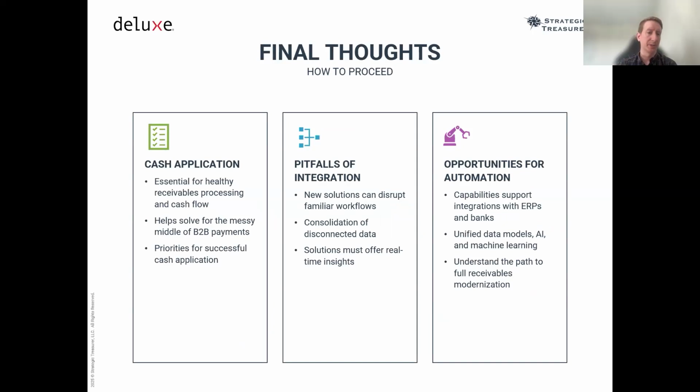Yeah, so cash application, right? That's essential for healthy receivables processing and cash flow, and it helps solve for the messy middle of B2B payments and priorities for a successful cash application. This is the core of integrated receivables for me, right? You're taking away the bulk of the manual work of taking payments and applying it to cash. I love to see this, and as we introduce these products to customers, it's always great to see. Like we mentioned before, they're a little bit worried about what the actual impact would be, but when they start seeing their straight through processing rate climb, it's always a great feeling.